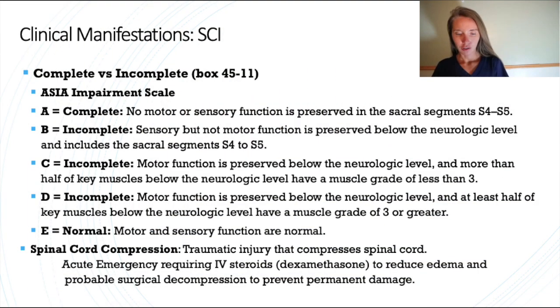So referring back to our complete versus incomplete spinal cord injury, we often refer to the ASIA or Asia Impairment Scale, where A ranges from complete spinal cord injury where no motor or sensory function is preserved, to E, which is normal. Motor and sensory function are normal. So pay attention to the different levels of injury and how they're classified. This is using the sacral segments of S4 to S5 as an example.